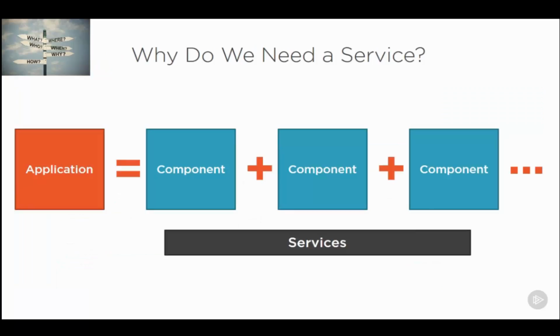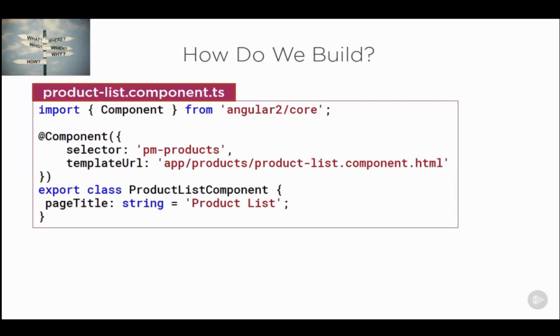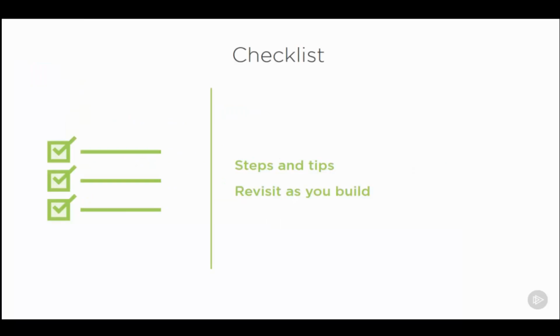Why do we need a service? We uncovered several reasons for building a service: to implement functionality that is independent from any particular component, to share data and logic across components, and to encapsulate external interactions, such as with data access. And how? How do we build an Angular application? With code that looks like this. Export a class, attach a decorator, and import what we need. Along the way, each module provided a set of checklists containing steps and tips. Feel free to revisit and reference these checklists as you start building your own Angular applications.